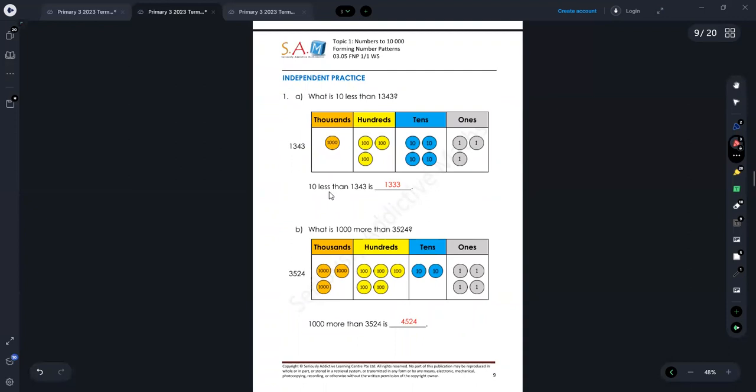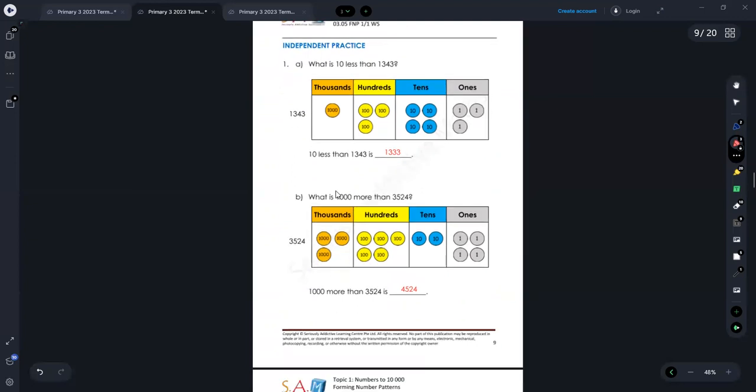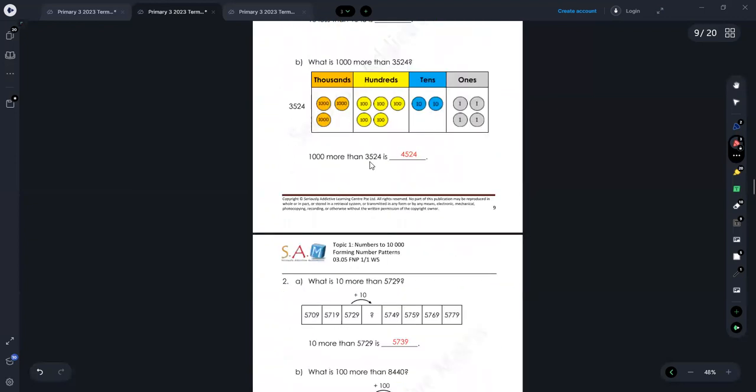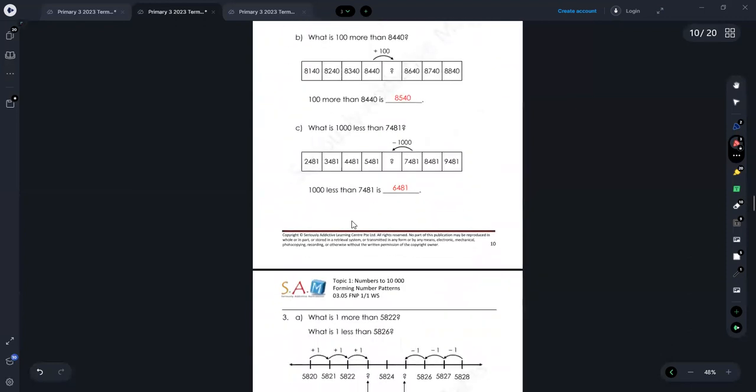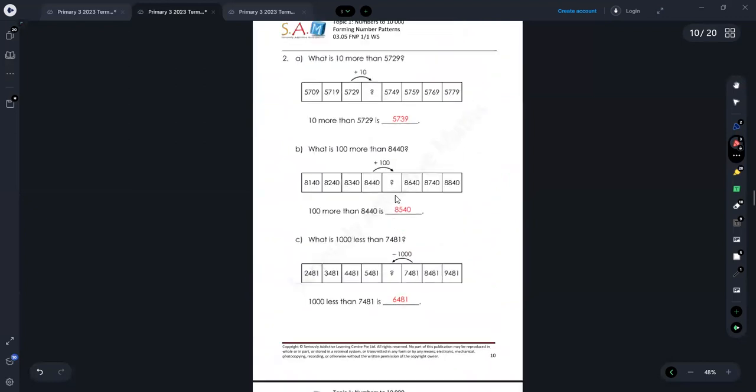Verbally, just ask them. They don't have to do it. Ask them, okay, students, tell me, 10 less than 1,343, what must I do? Tell you 1,343 minus 10, right? 1,000 more than 3,524, right? So you may ask a few students, right? There are a lot of questions, they don't have to get the answer, right? So we don't need to get them the answer correctly, just as long as they know how to do it.